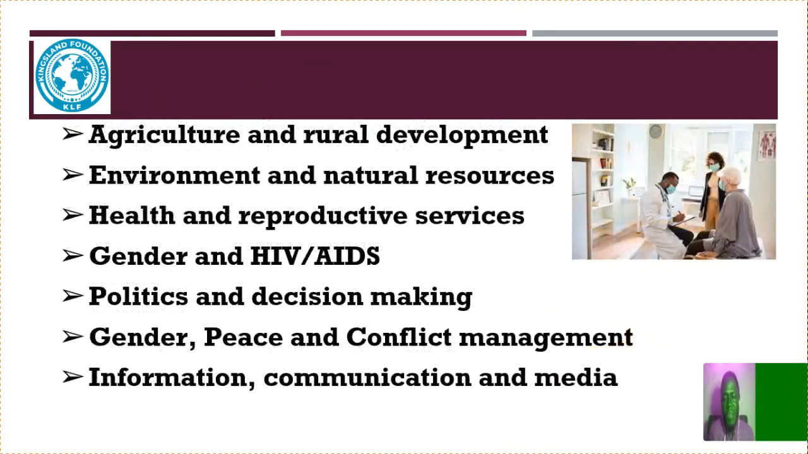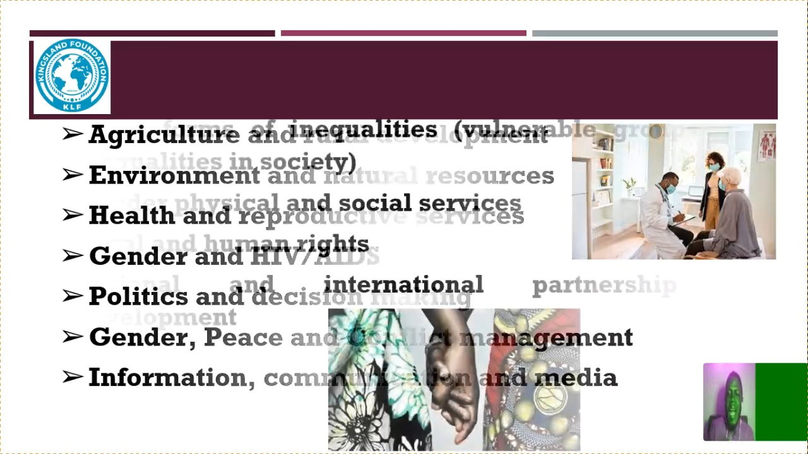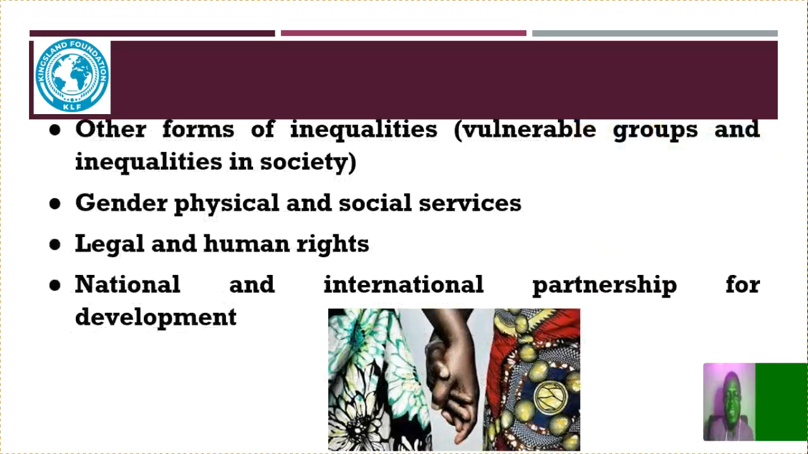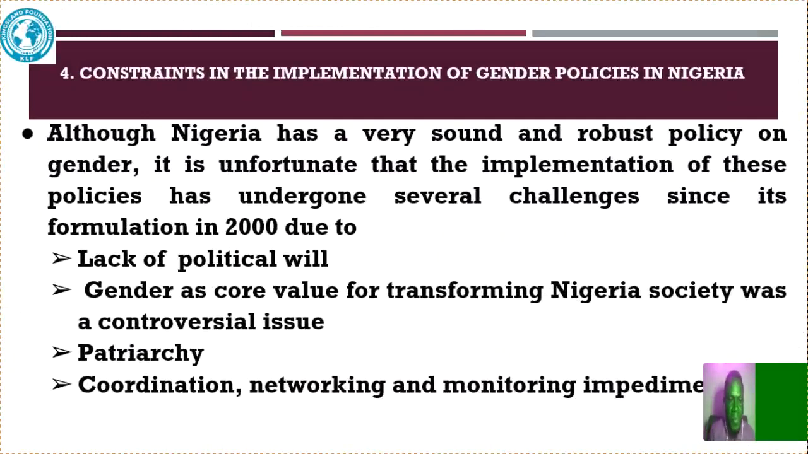We have agriculture and rural development as one of the issues. We have environment and natural resources, health and reproductive services, gender and HIV/AIDS. We have politics and decision making, gender, peace and conflict management. Of course, information, communication, and the media are all areas of concern for the policy. Of course, other forms of inequalities, that is vulnerable groups and inequalities in society, gender and physical services, legal and human rights, national and international partnership for development.